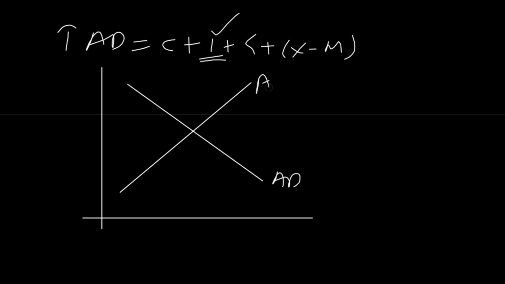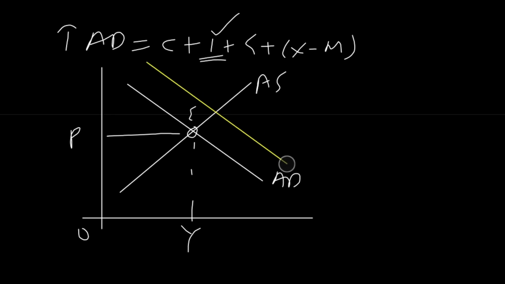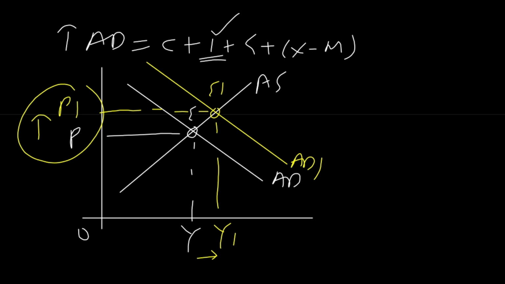This is AD, initial AD, and this is aggregate supply, and equilibrium is initially price level P and real GDP is equal to Y. Now if there is rise in investment, then aggregate demand curve will shift to the right from AD to AD1 and new equilibrium will move to E1. Price level will rise from P to P1 and real GDP will rise from Y to Y1. So this rise in price level shows increase in inflation, and this rise in GDP shows economic growth. And whenever there is high investment, high aggregate demand, higher economic activity in the country, then it will definitely increase employment as well.